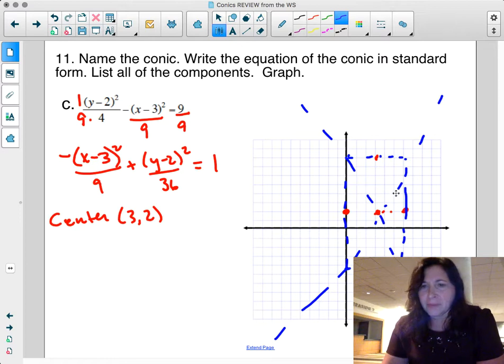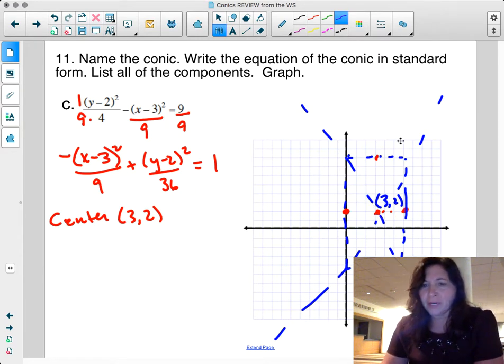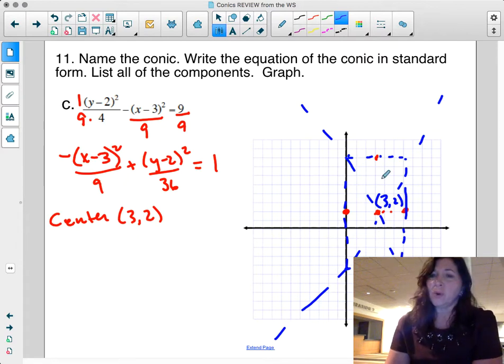From this center point, which is at 3, 2, you would rise up 6 over 3. 6 over 3 is 2. So from this point here, the equation of your asymptote would be y minus 2 equals 6 over 3 times x minus 3, plus or minus, because you would go up 6, left 3, down 6, right 3, etc.